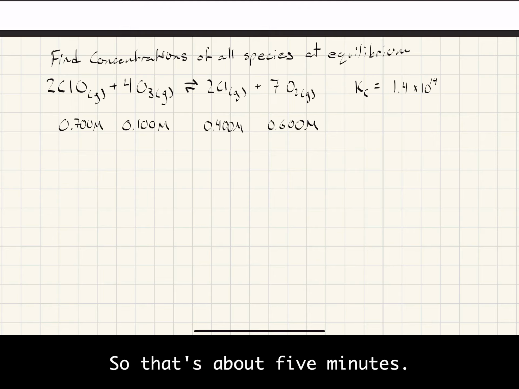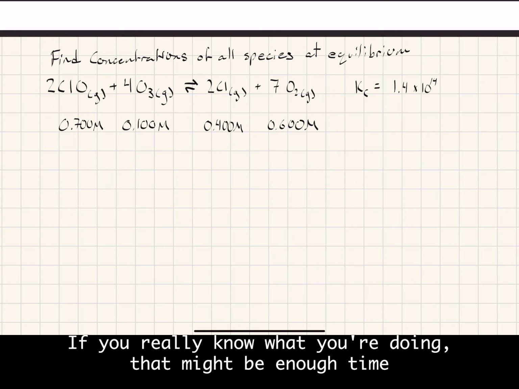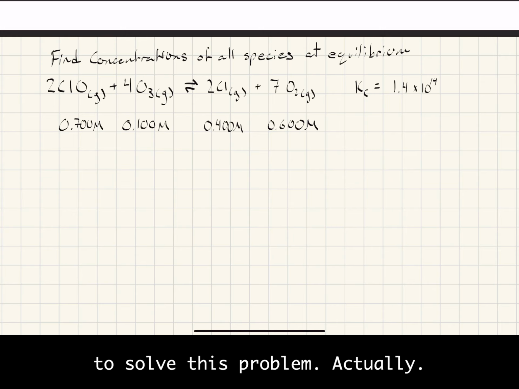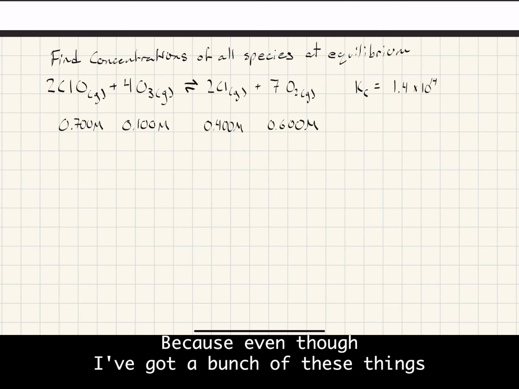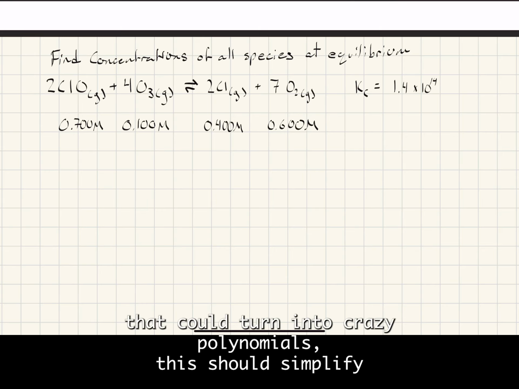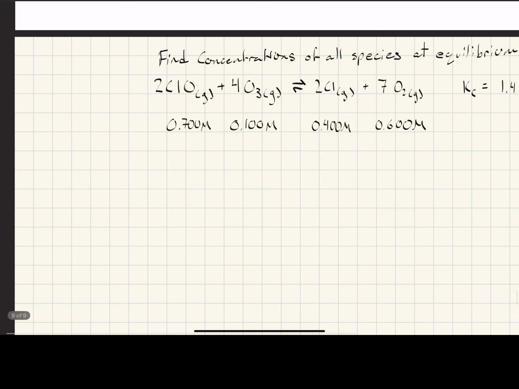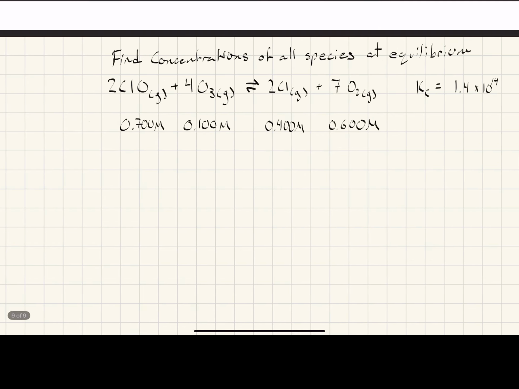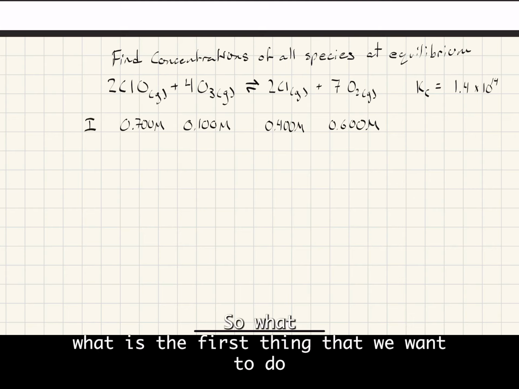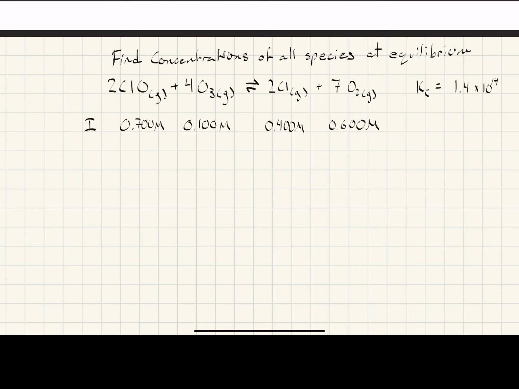All right, so that's about 5 minutes. If you really know what you're doing, that might be enough time to solve this problem, actually. Because even though I've got a bunch of these things that could turn into crazy polynomials, this should simplify pretty nicely. So what is the first thing that we want to do for this problem?